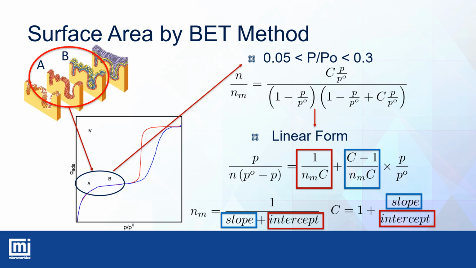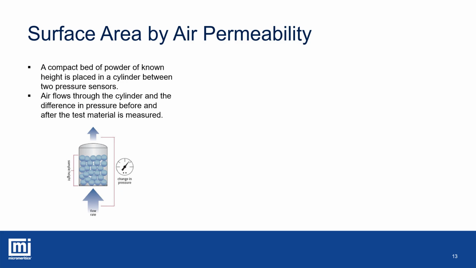The next technique for surface area determination is by air permeability. This technique involves taking a powder, placing it into a cylinder of known height and known diameter, and monitoring a pressure change as you pass air through it. So we're passing air through the powder bed and monitoring the pressure below and pressure above the powder bed and looking for that pressure drop. And from that pressure drop, we can calculate the surface area.